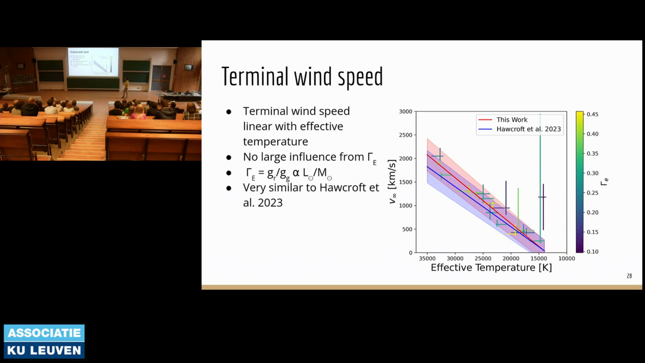The color bar I haven't really spoken about yet, but this is gamma E. What is gamma E? Gamma E is telling you basically the radiation acceleration over the gravitational pull against it. So it's telling you how much the luminosity is pushing and the mass is pulling on our object.